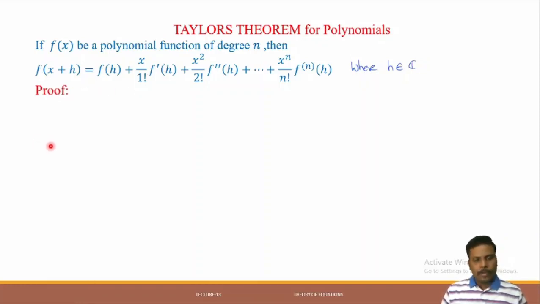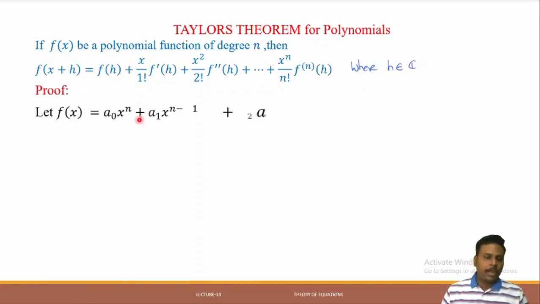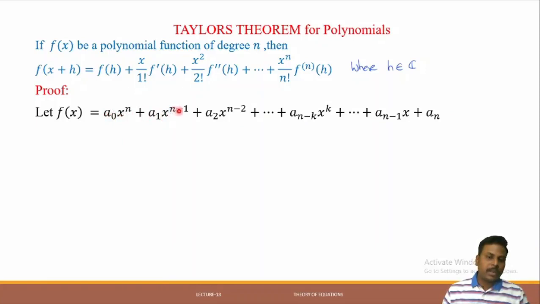Proof: let f(x) be an nth degree polynomial as shown here, that is a0 x^n + a1 x^(n-1) + a2 x^(n-2) + and so on up to a(n-k) x^k + a(n-1) x + an.